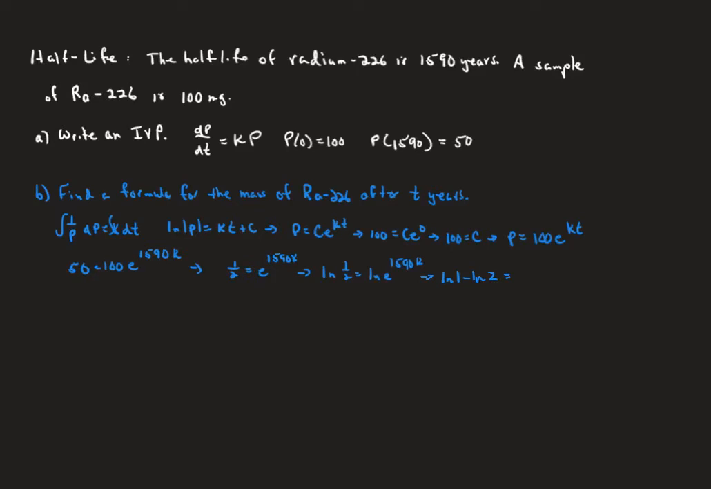On the right side, we know that a logarithm base Euler's number and an exponential base Euler's number are inverses, and so they will cancel. We also recognize that the natural log of 1 is 0, and so when we divide by the 1590, we're going to get k is equal to the negative natural log of 2 over 1,590. And we're probably not surprised that k is going to be negative, because this is decay. We know that the amount is going to be decreasing over time.